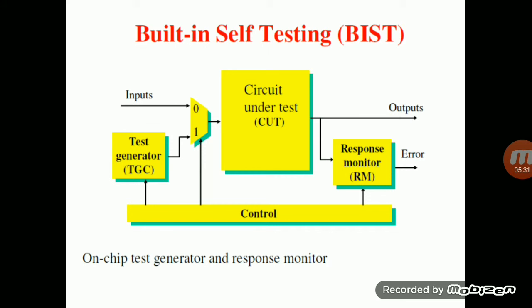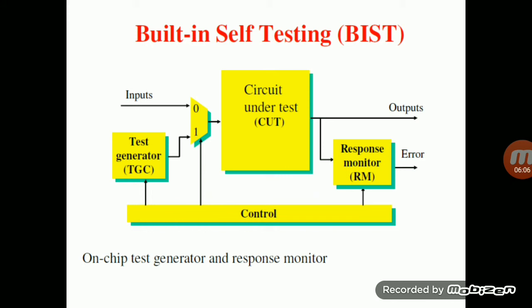This is the basic diagram for built-in self-test. This block diagram consists of a test generation circuit, 2:1 mux, circuit under test, response monitor, and output counter control. To control the inputs, the normal inputs are given to the circuit under test, or test patterns are generated according to our testing. That is the second part. Next, observe the output and generate either an error or error-free result.